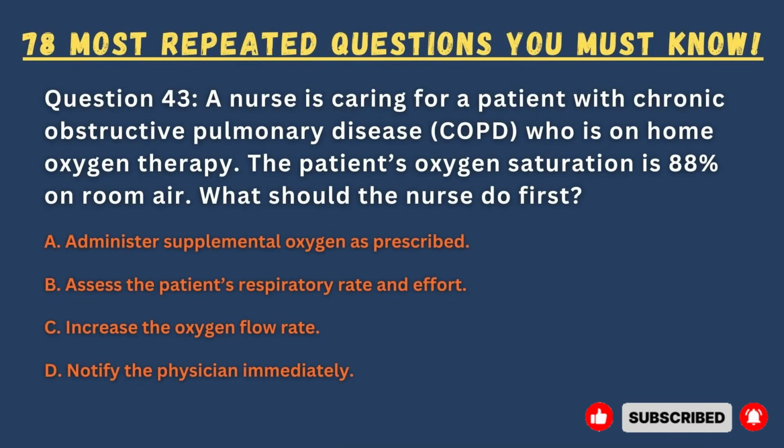Question 43. A nurse is caring for a patient with chronic obstructive pulmonary disease, COPD, who is on home oxygen therapy. The patient's oxygen saturation is 88% on room air. What should the nurse do first? A. Administer supplemental oxygen as prescribed. B. Assess the patient's respiratory rate and effort. C. Increase the oxygen flow rate. D. Notify the physician immediately.